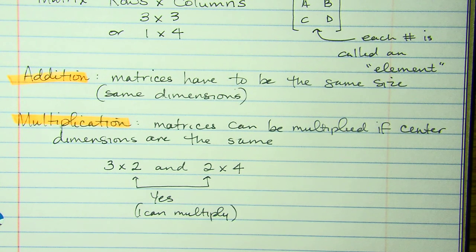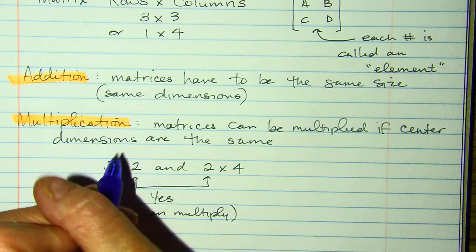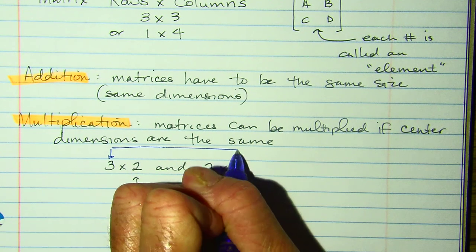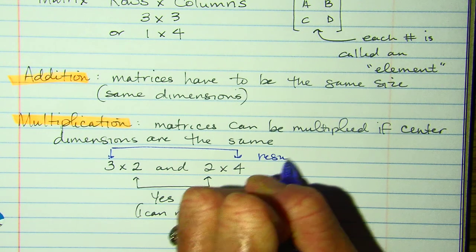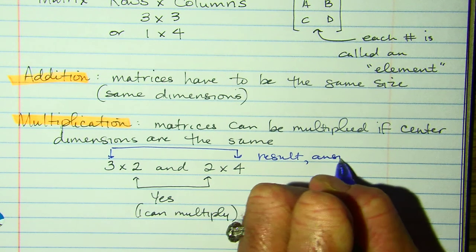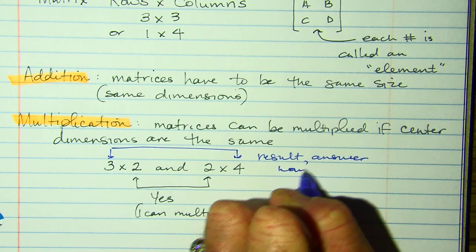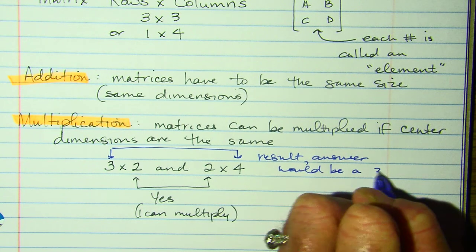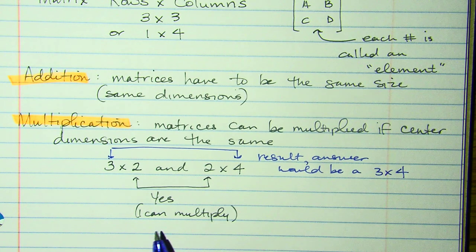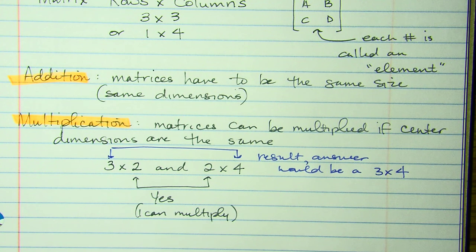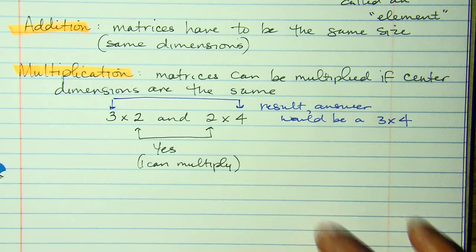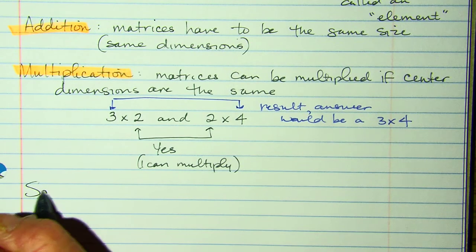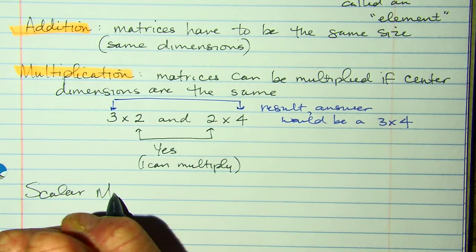And the outside dimensions is the result. So my answer would be a 3 by 4. So the middle determines whether you can multiply it. The outside determines the dimensions of the answer. So that's also review. And then last, there is scalar multiplication.